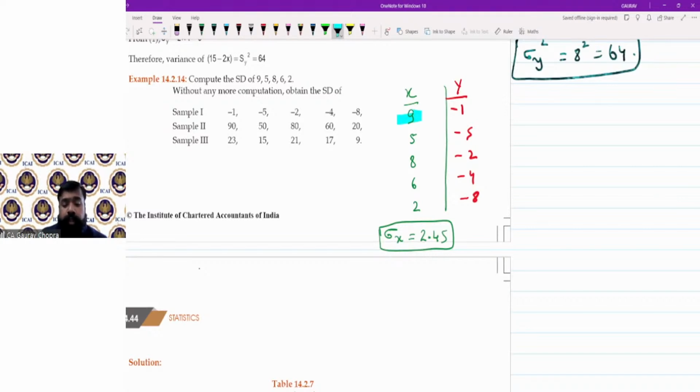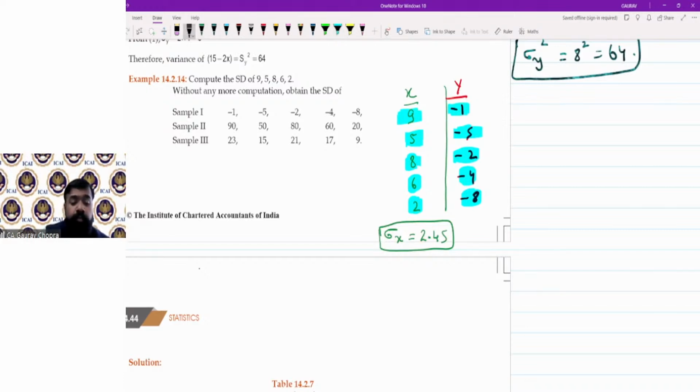See, here it is 9 and minus 1. How much is the gap? The gap is 10. 5 and minus 5, again a gap of 10. 8 and negative 2, again a gap of 10. So in each and every pair, we can find a gap of 10.